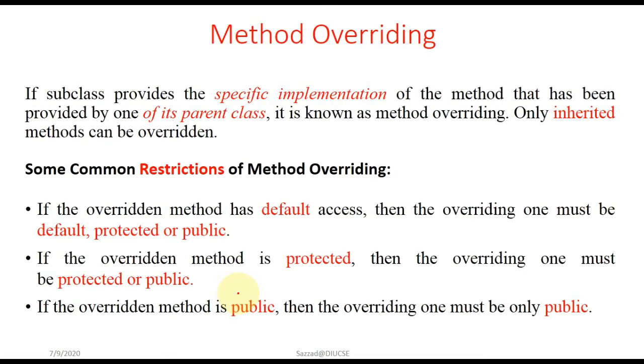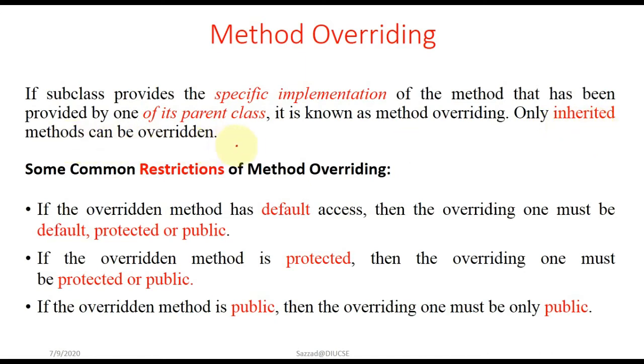So before discussing runtime polymorphism, let us describe overriding. We already know what overriding is. If a subclass provides the specific implementation of a method that has been provided by one of its parent classes, it is known as method overriding.